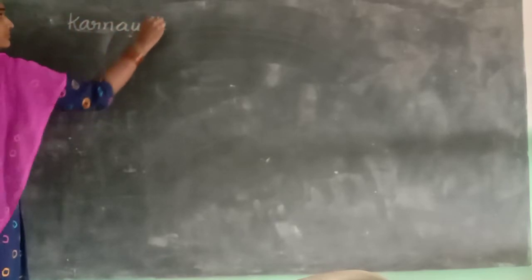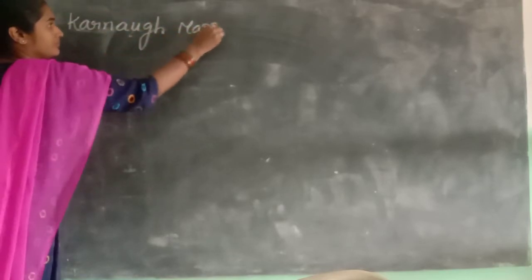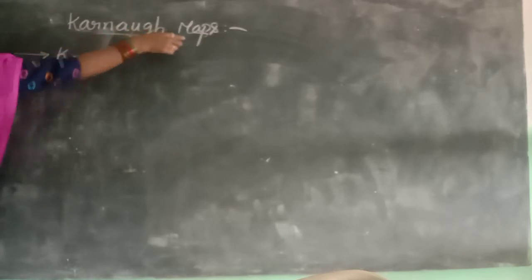Today's topic is the Karnaugh map. The Karnaugh map is a visual display of the fundamental products. Simply we call it a K-map.